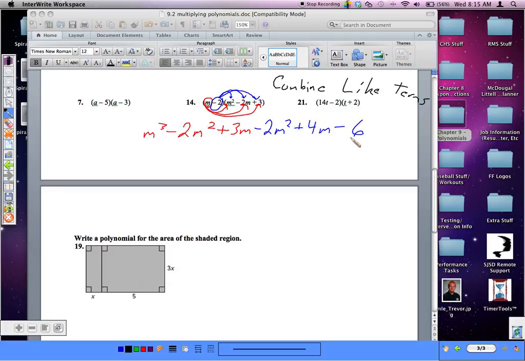So when we combine the like terms, m cubed does not have any other like terms. So I'm going to bring that down because that has the highest value of exponents. It has the highest degree of exponents. That must be my leading one.